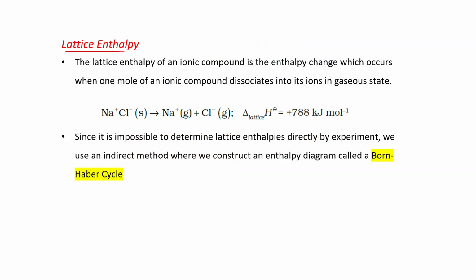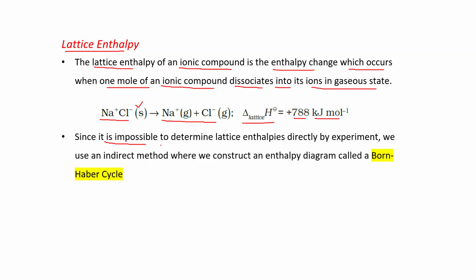First, come to lattice enthalpy. The lattice enthalpy of an ionic compound is the enthalpy change which occurs when 1 mole of an ionic compound dissociates into its ions in gaseous state. For example, sodium chloride is an ionic compound in solid state. When this is dissociated into its constituent ions in the gaseous state, whatever the change in heat taking place is known as lattice enthalpy, and in this case it is 788 kilojoule per mole.